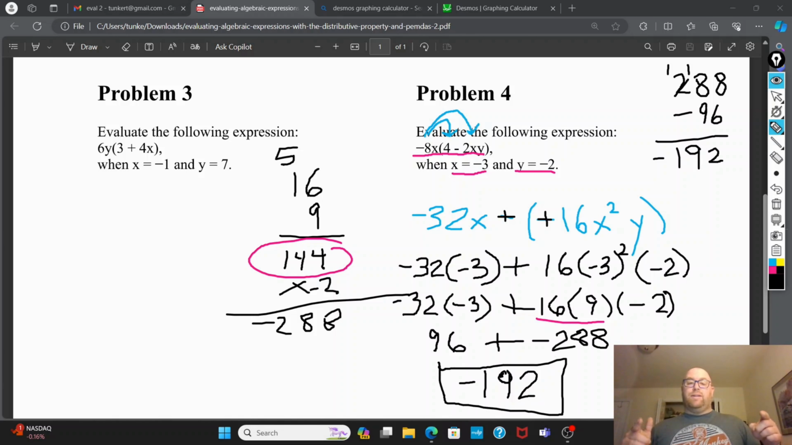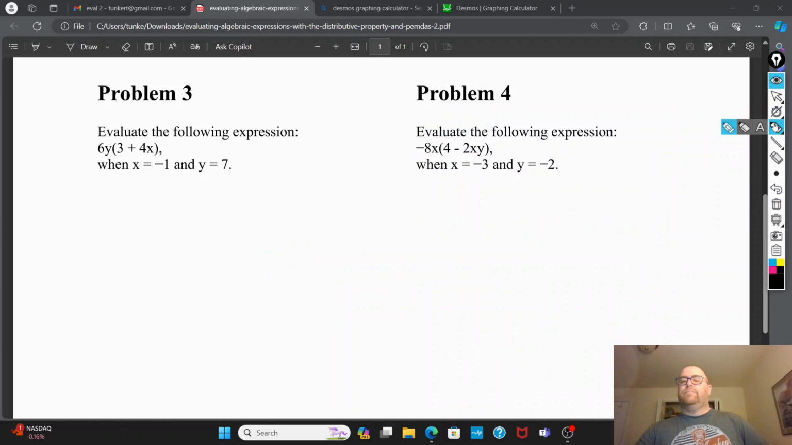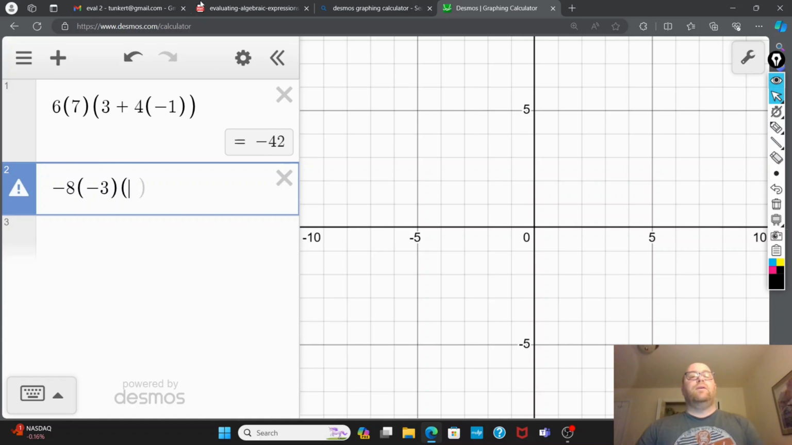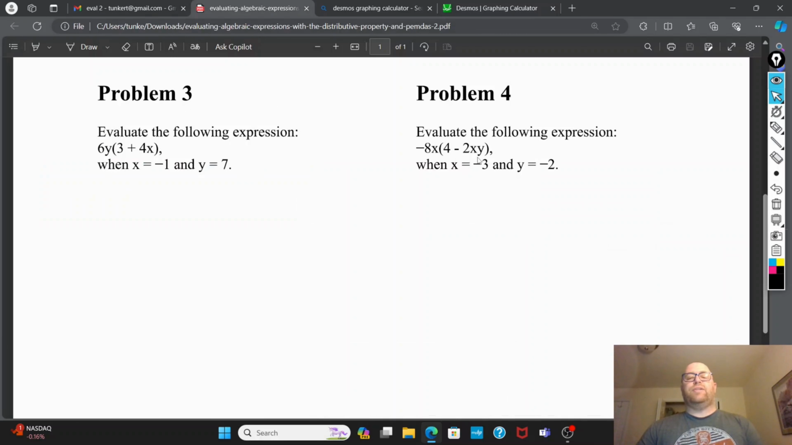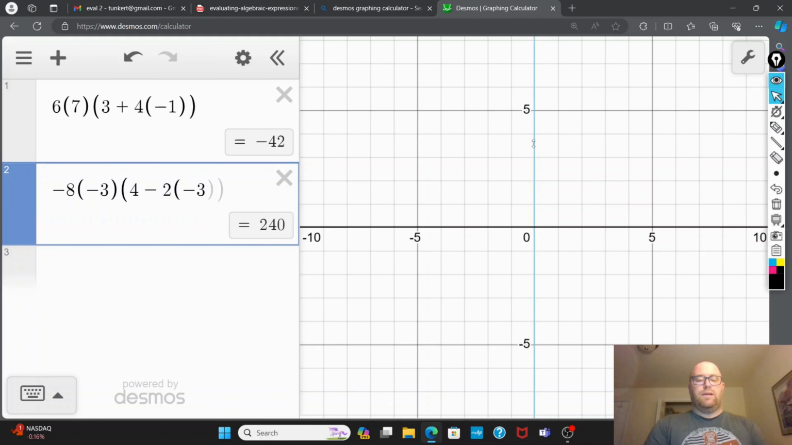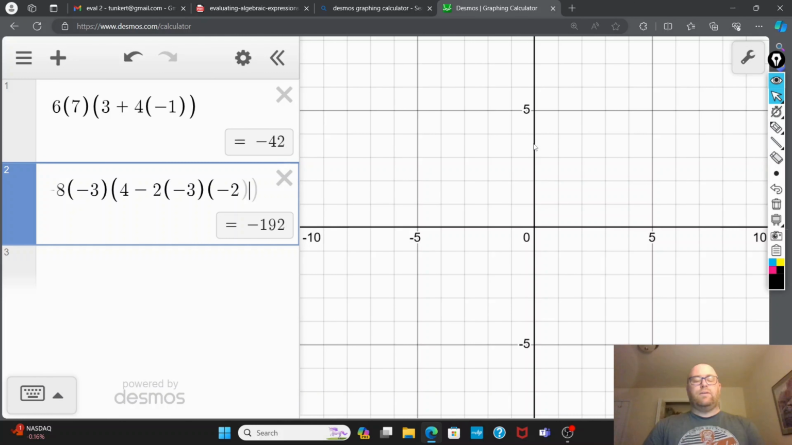Okay, take a quick snapshot, and then I'll show you on Desmos. All right, to Desmos. So we're going to do negative 8 times negative 3 times 4 minus 2 times negative 3 times negative 2. And at the end, we end up with negative 192, just like we did before.